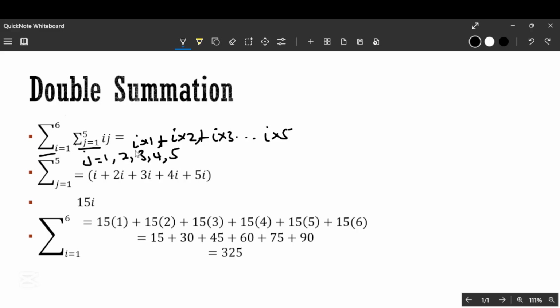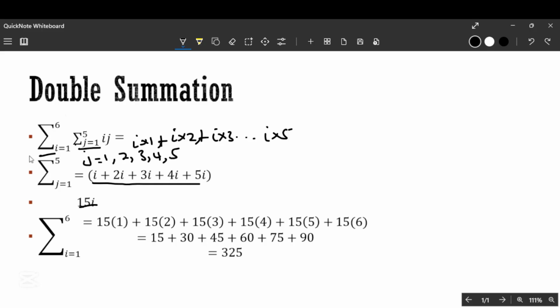So i times 1 gives us i, i times 2 gives us 2i, i times 3 gives us 3i, up to the last one, which is i times 5. That gives us 5i. So the summation of all these results gives us 15i. The first part of the condition is satisfied. Then we need to move on to the second one.